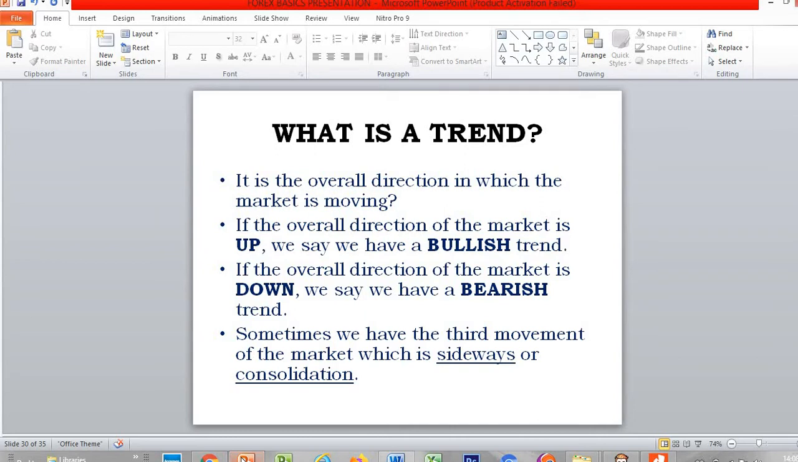So, what is a trend? It's the overall direction in which the market is moving. If the overall direction of the market is upward, we say that we have a bullish trend or an uptrend. And if the overall direction of the market in a certain period of time is down, we say that the market has a bearish trend or a downtrend. And sometimes you also have the third one, which we call sideways movement in the market, and that's when we say that the market is in consolidation.